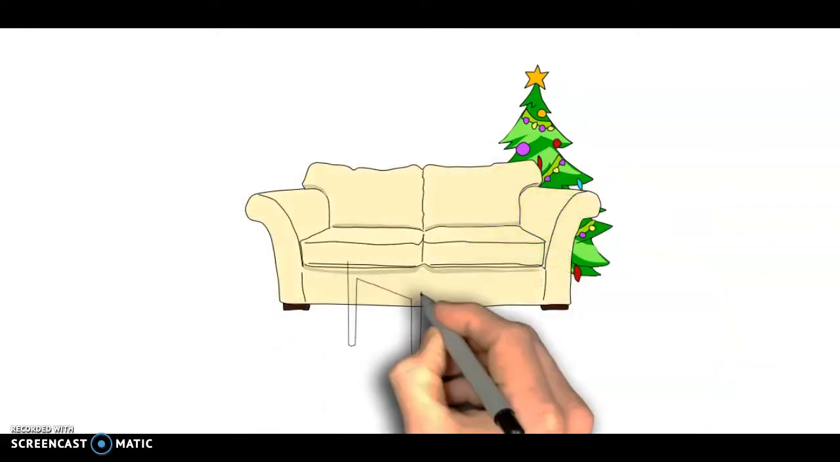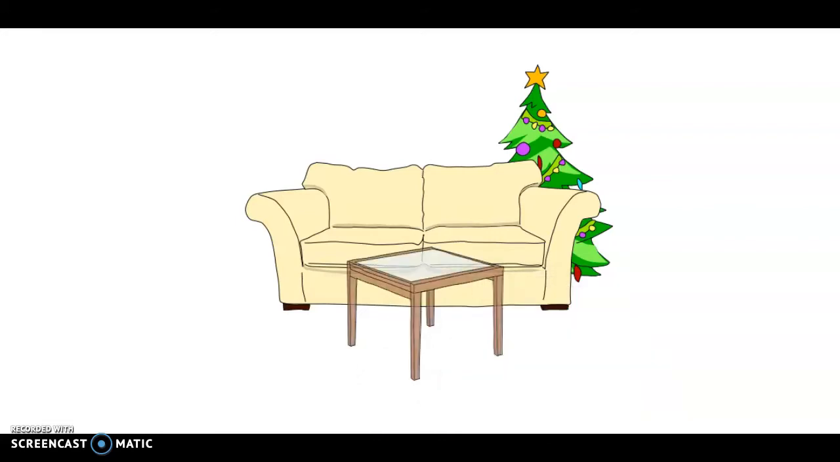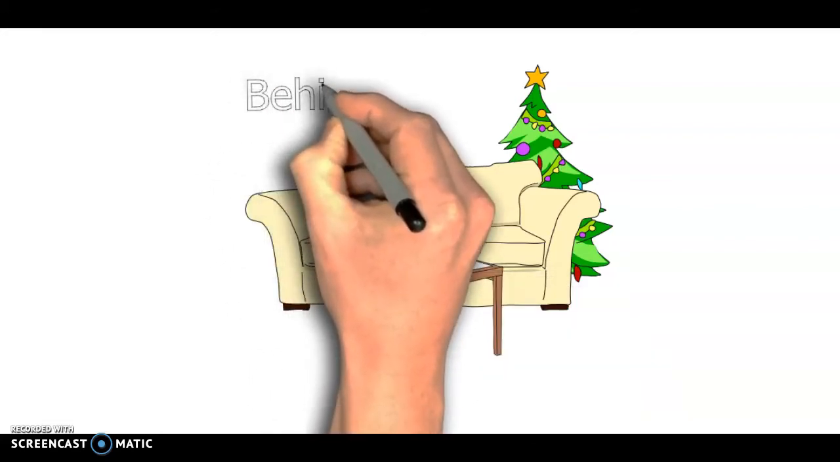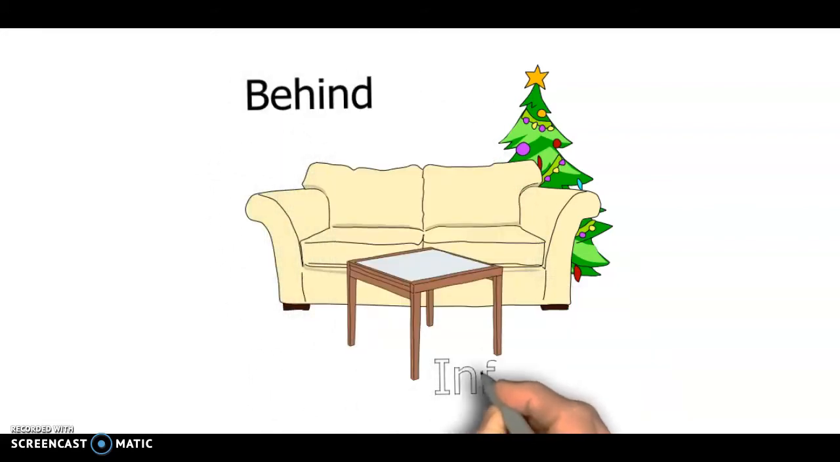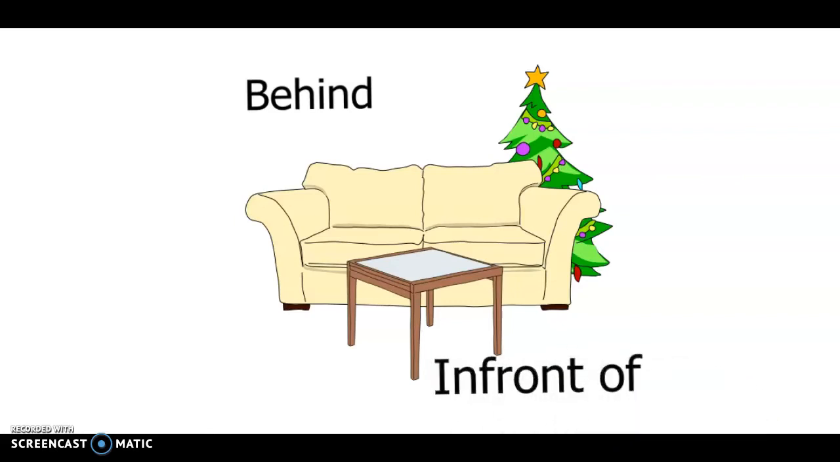In the next picture you can see the Christmas tree is placed behind the sofa and the table is placed in front of sofa. So Christmas tree जो कि सोफा के पीछे है, that is behind, and table जो कि सोफा के आगे है, वो है in front of.